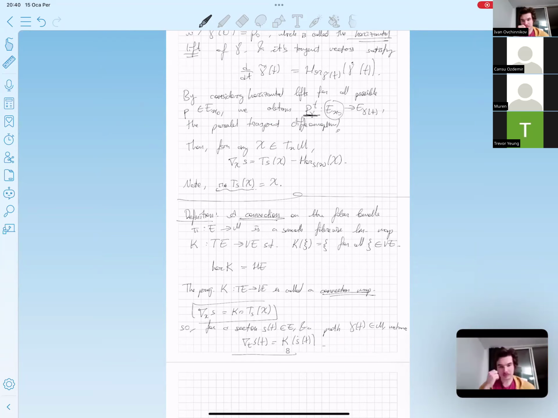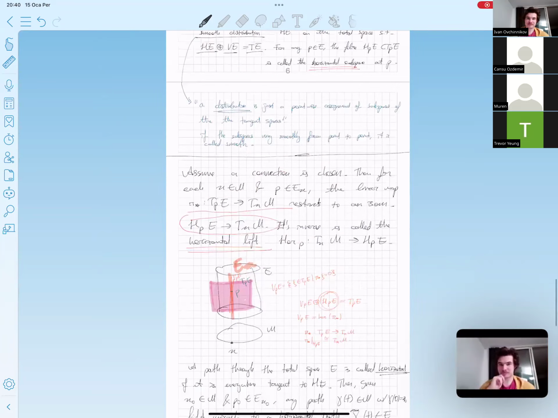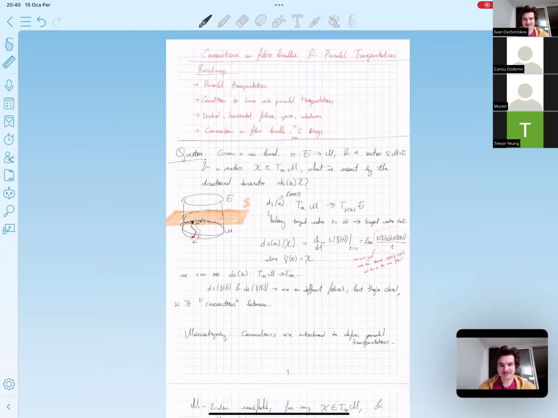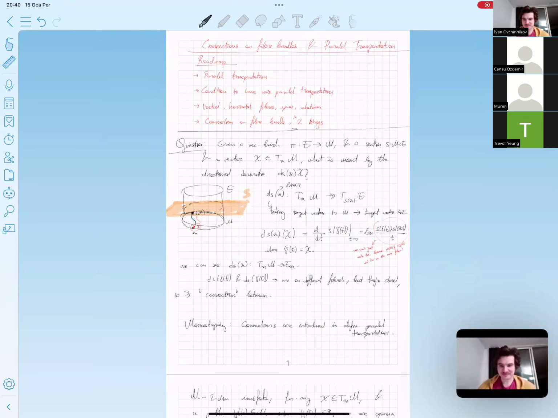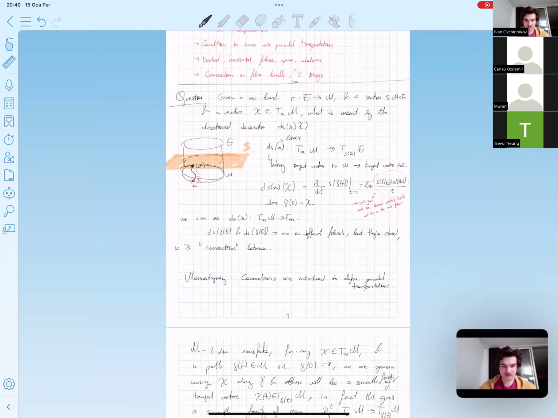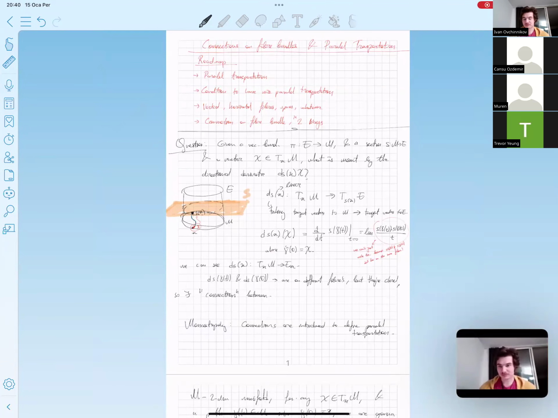Do you have any questions? So that was the whole point. We understood what a trivial transportation was. We looked at the conditions. We looked at vertical and horizontal fiber spaces and subspaces for horizontal, and we defined the connections on fiber bundles. Okay, so any questions on this?